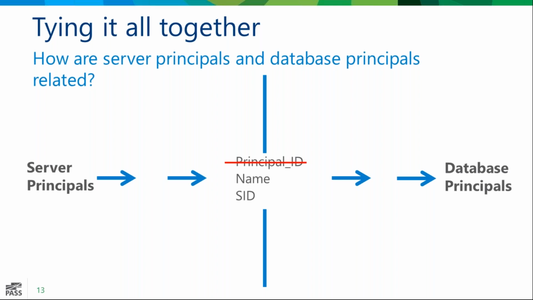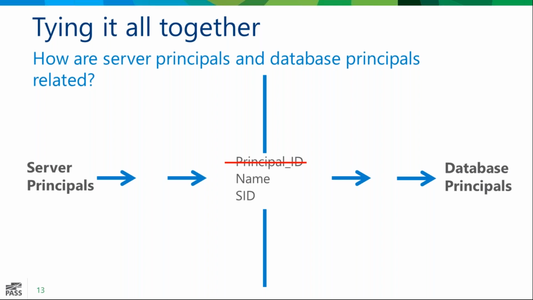Best I can tell, it's an identity column. At least that's what it acts like. When you add a new server principal, you get a new principal ID at the server level. When you add a new database principal, a new user or whatever, you get a new principal ID at the database level. They can be completely different.